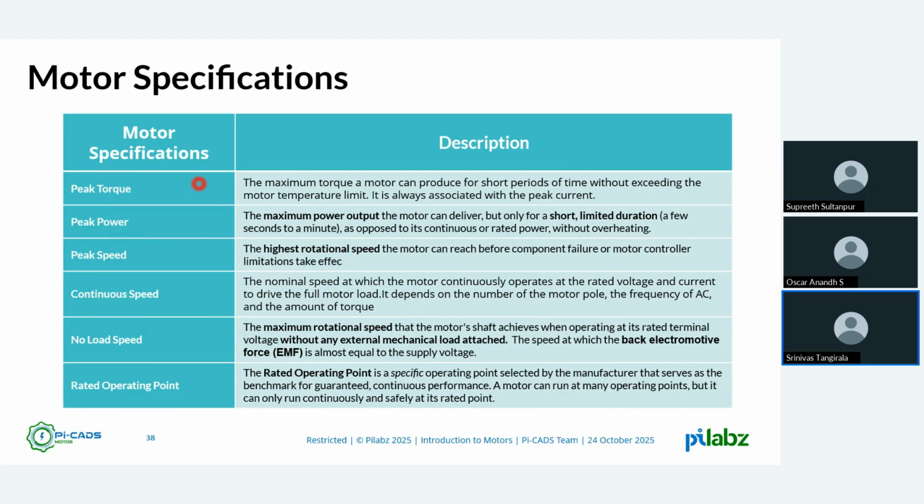Peak torque is the maximum torque a motor can produce for short periods of time without exceeding the motor temperature limit. Thermal always plays a very important role in the design of motors. You don't want to design a motor which gets hot very quickly, then obviously it cannot be used, right?